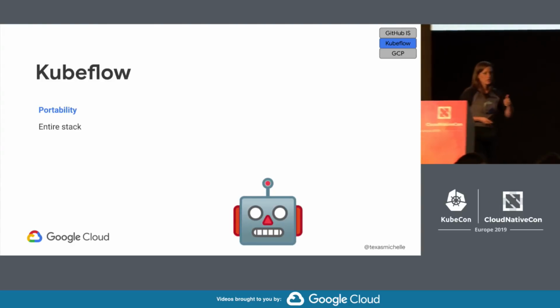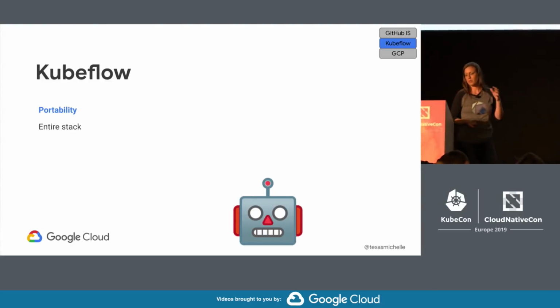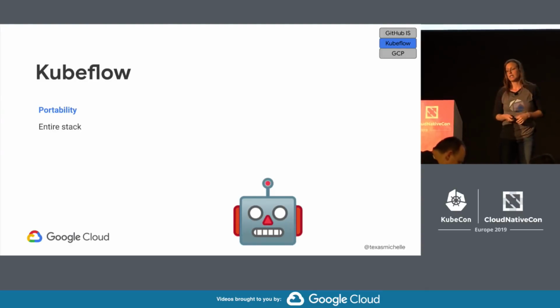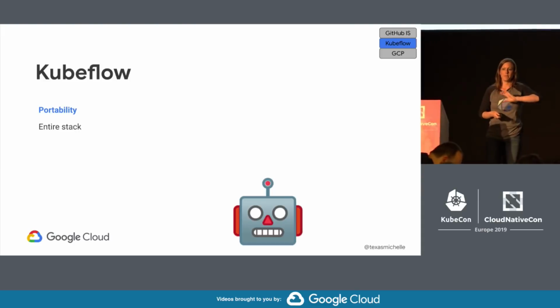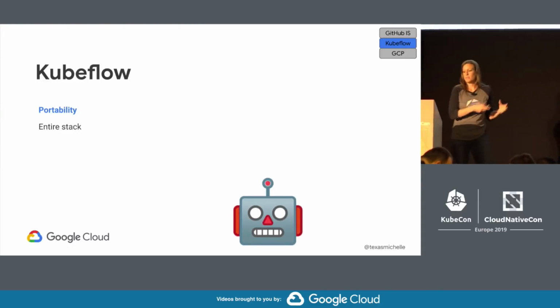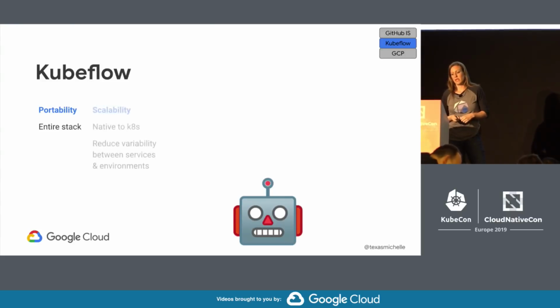So our 3 main goals. We have portability. We want to be able to deploy across environments and forklift our code from develop into test into prod, and not just the ML components, but really the entire stack. We want to take our entire application and move it easily from one place to another.